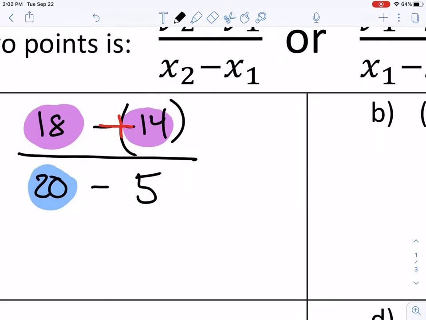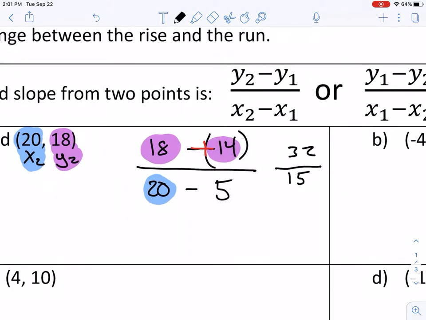So 18 plus 14, so I'm going to do 4 and 8 and get 32. So 18 plus 14 is 32 over 20 minus 5. Nothing too fancy going on there, and that's 15. And 32 over 15 is not going to reduce. So my slope is 32 over 15.